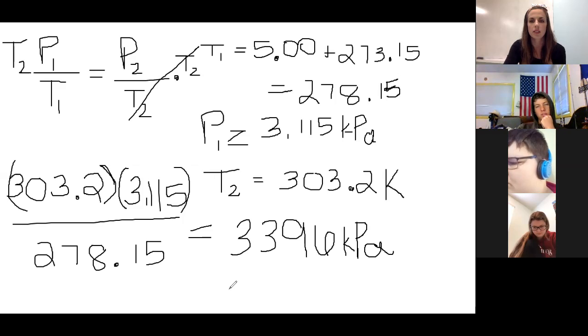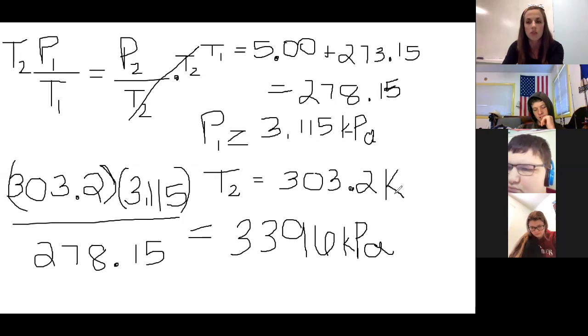I got 33.95 though. Okay, I did too. It was 3395.53, but we have to round for significant figures. No, it's not significant figures. It's because when you find temperature 2 and you add 273.15 plus 30, it's adding, so you have to keep it to the smallest decimal place. So instead of doing 303.15, you would do 303.2. Does that make sense? Yeah. So when you plug it in, you should get 3396.